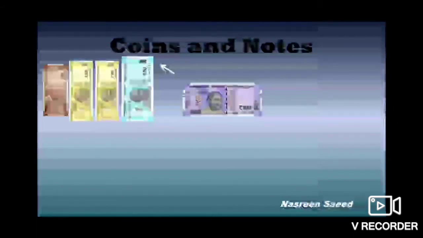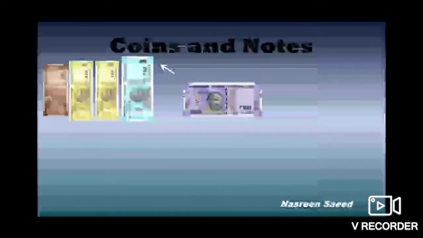100 rupees. Now let's see how to exchange 100 rupees into smaller ones. Here 100 rupees can be exchanged into 1 50 rupees note, 2 20 rupees notes and 1 10 rupees note. That is 50 rupees plus 20 is 70, plus 20 is 90, plus 10 is 100. So I can bifurcate 100 into 1 50 note, 2 20 notes and 1 10 note.